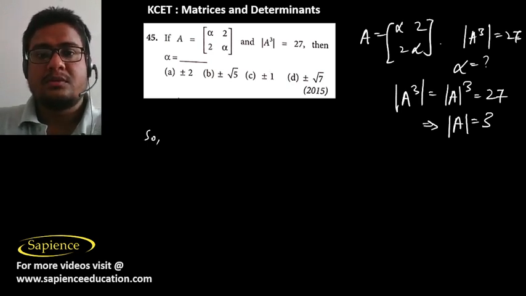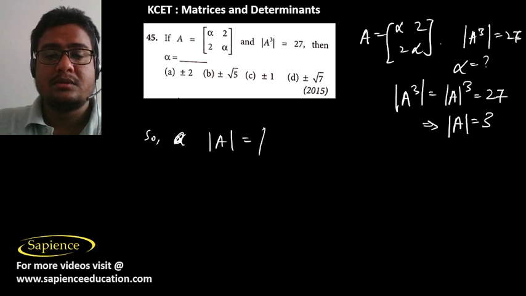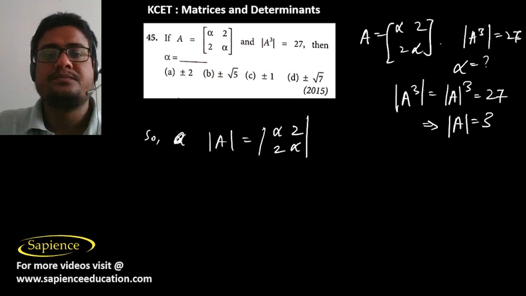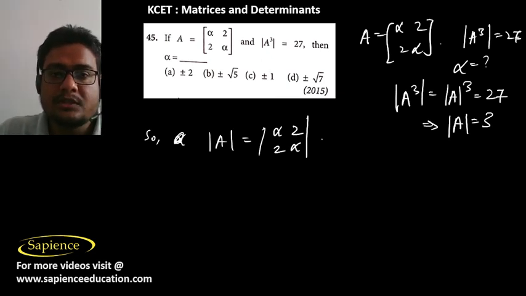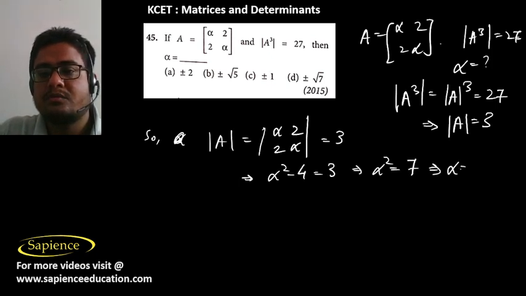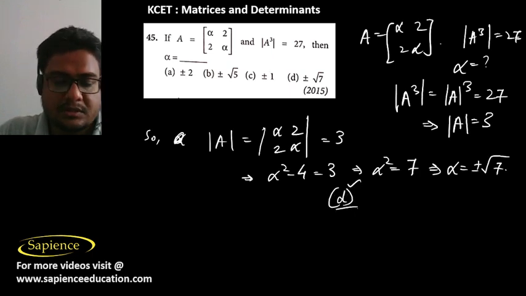So now we can say that the determinant of A, that is the determinant of [alpha 2; 2 alpha], should be equal to 3. It means that alpha square minus 4 should be equal to 3. So alpha square should be 7, so alpha is equal to plus or minus root 7. Option D is the correct answer.